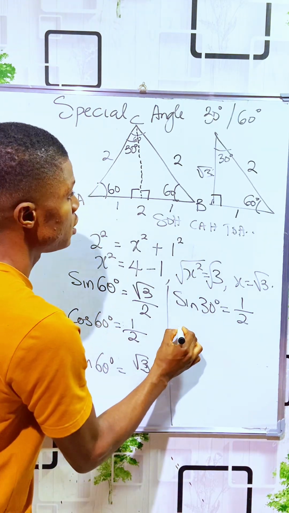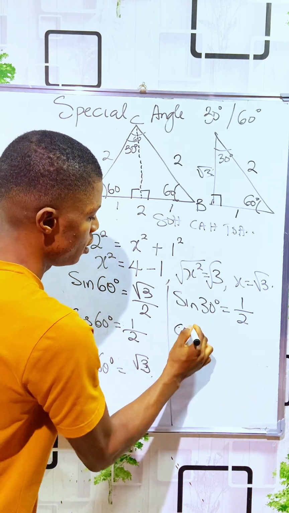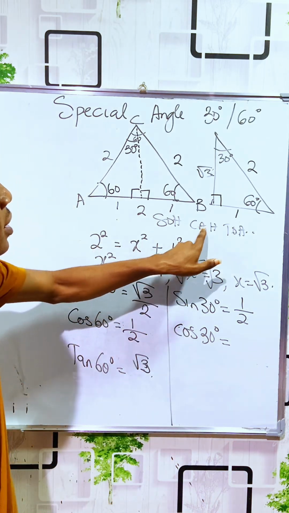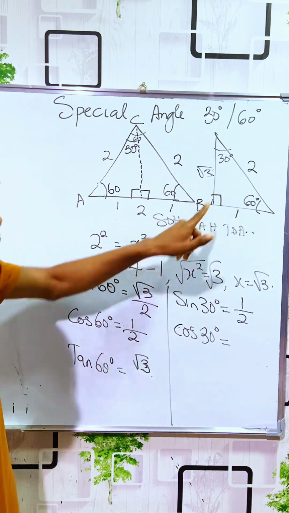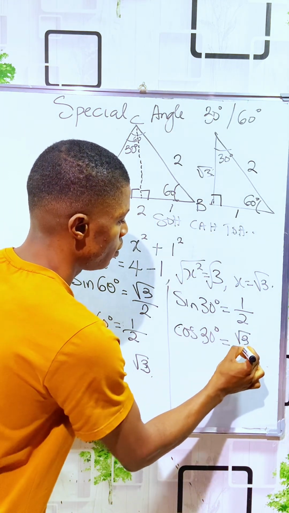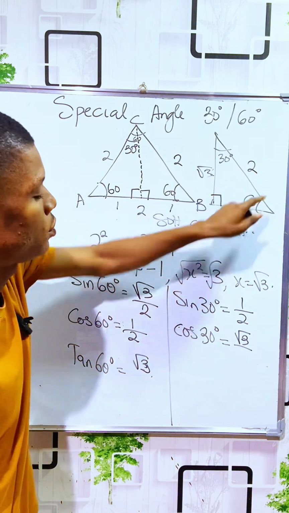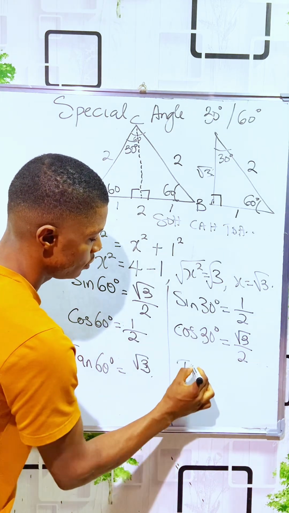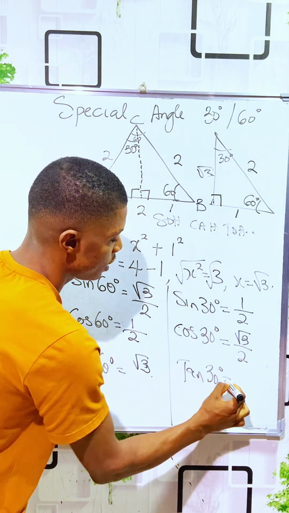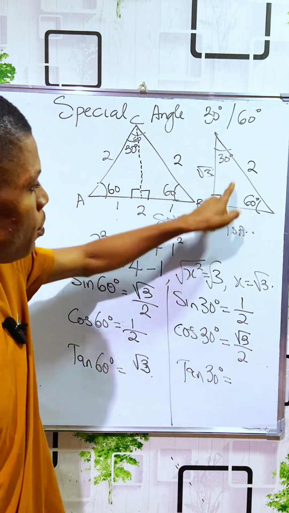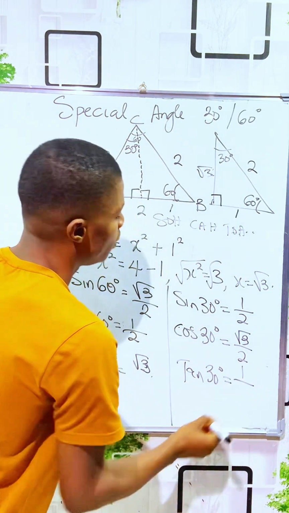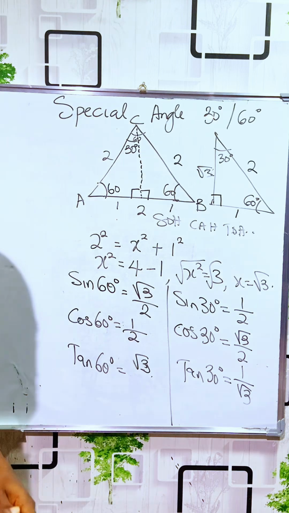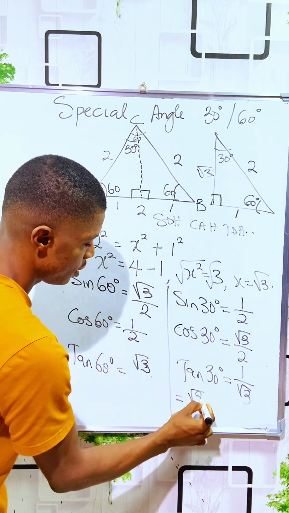We look at the next one, which is cos 30 degrees. Cos is the ratio of adjacent over hypotenuse. Where is the adjacent now? This is the opposite, so here is the adjacent, root 3, over the hypotenuse, 2. Can you see that now? Then you look at the next one, tan 30 degrees. Tan 30 degrees is opposite over adjacent. The opposite here is 1, over the adjacent, root 3. If you rationalize it, you have root 3 over 3.